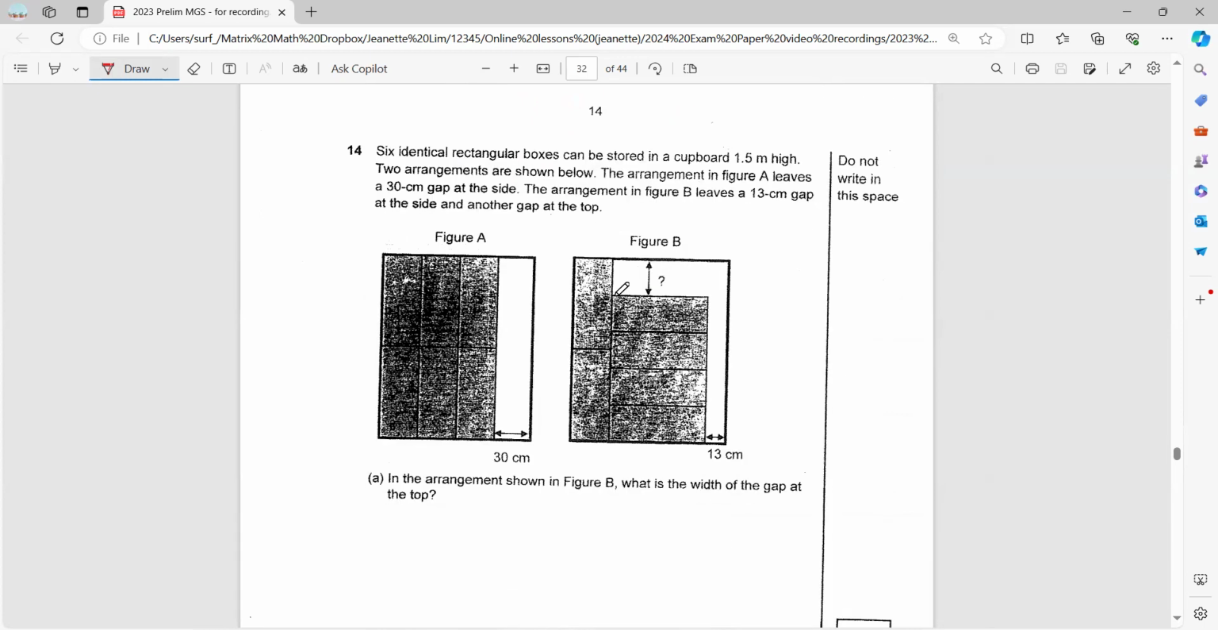Question 14. 6 identical rectangular boxes can be stored in a cupboard 1.5 meters high. So this whole thing is 1.5 meters high. Two arrangements are shown here. The arrangement in A leaves a 30 cm gap at the side. Arrangement in B leaves a 13 cm gap at the side, and also another gap at the top here. So in the arrangement shown in figure B, what is the width of the gap at the top?